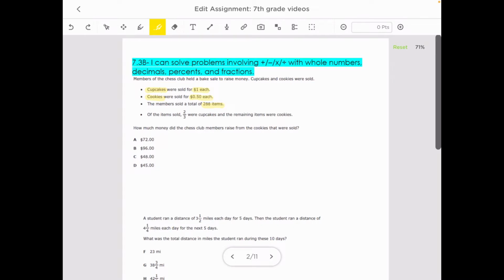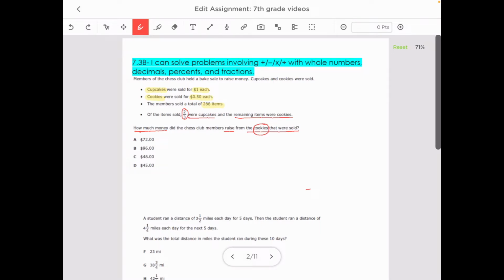Of the items sold, 2/3, let me get another colored pen, 2/3 were cupcakes and the remaining items were cookies. So I know that 2/3 were cupcakes and the remaining were cookies. Now it says, how much money did the chess club members raise? So how much money did they raise from the cookies that were sold? So I just want to know the cookies that were sold. That was it.